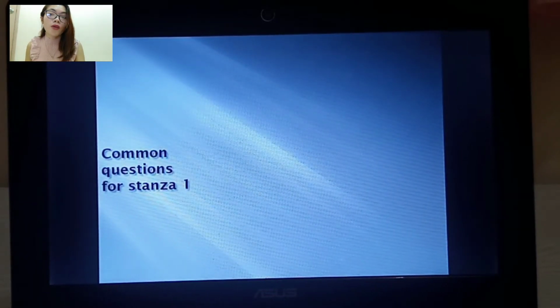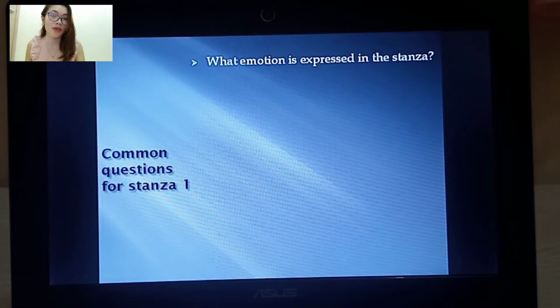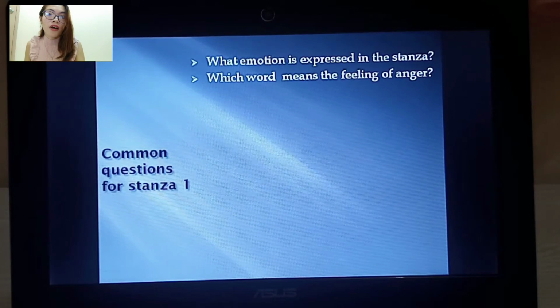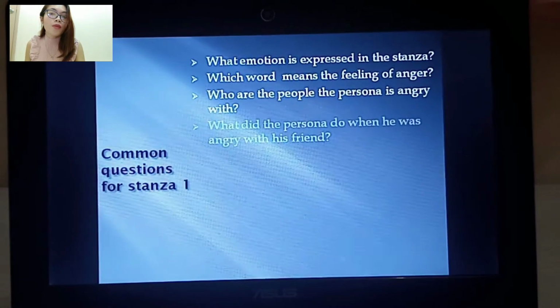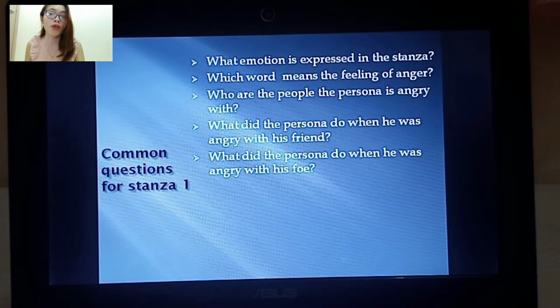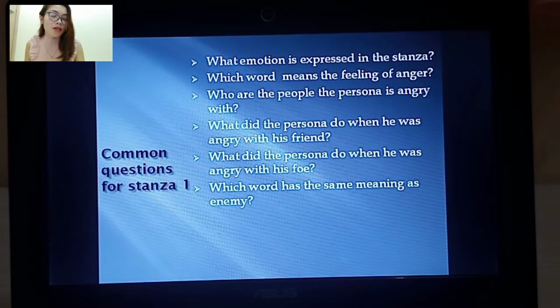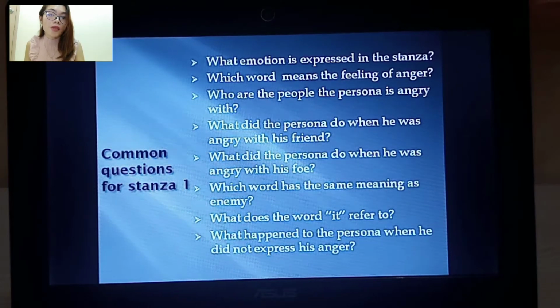So here are the common questions for stanza 1. What emotion is expressed in stanza 1? Which word means feeling of anger? Who are the people the persona is angry with? What did the persona do when he was angry with his friend? What did the persona do when he was angry with his foe? Which word has the same meaning as enemy? And what does the word it refer to? And lastly, what happened to the persona when he did not express his anger?